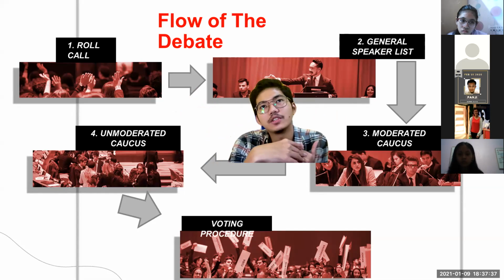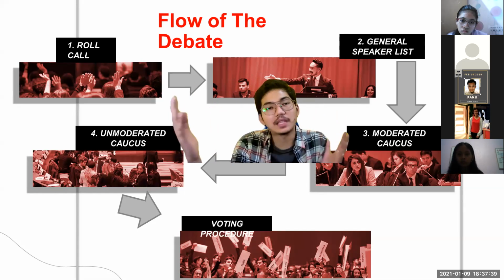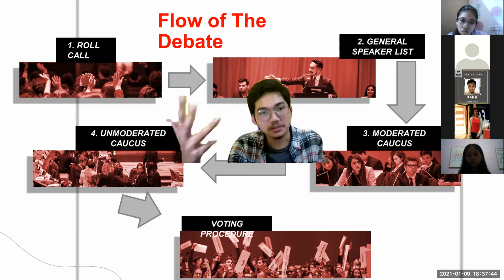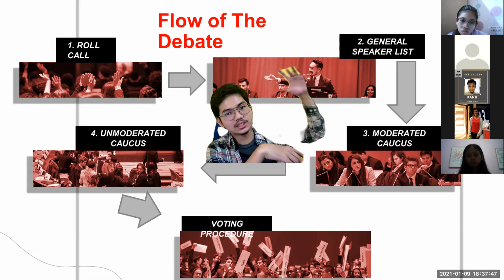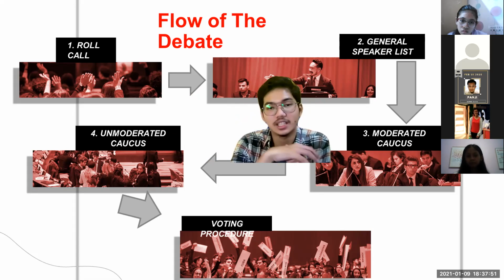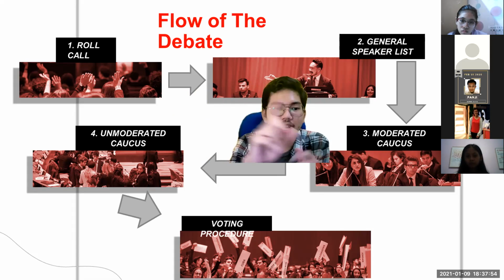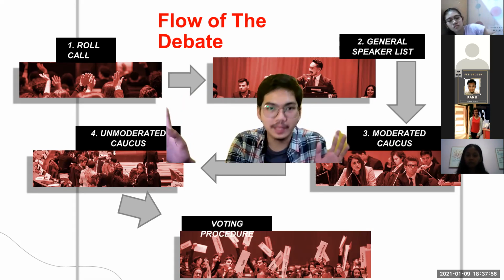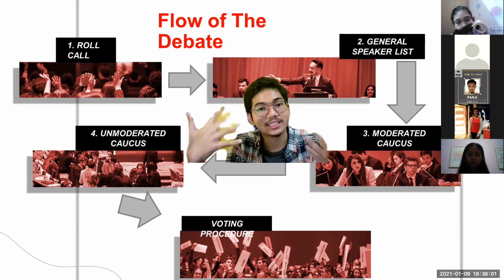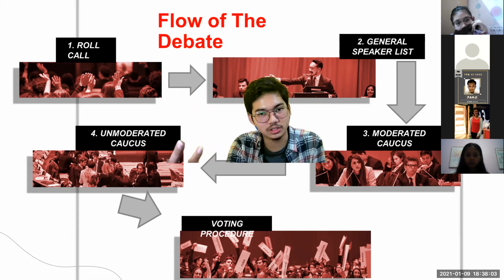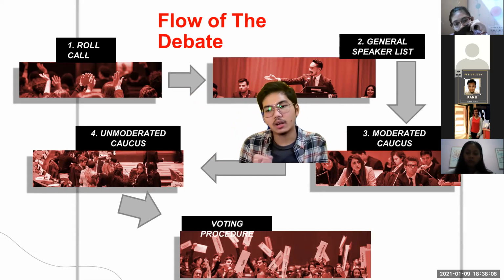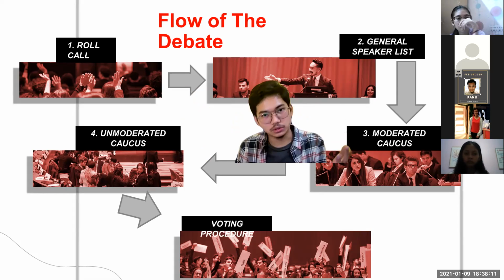If you take a look at DPR meetings, for example, the DPR meetings that you see on television, those are moderated because there will be one person who leads the whole meeting and decides who is talking and who is not. That is moderated. Unmoderated is an informal meeting. Just imagine a party, a networking party. That's how an unmoderated caucus goes. The last one is the voting procedure. It will vote on the working paper, and also on the draft resolution.